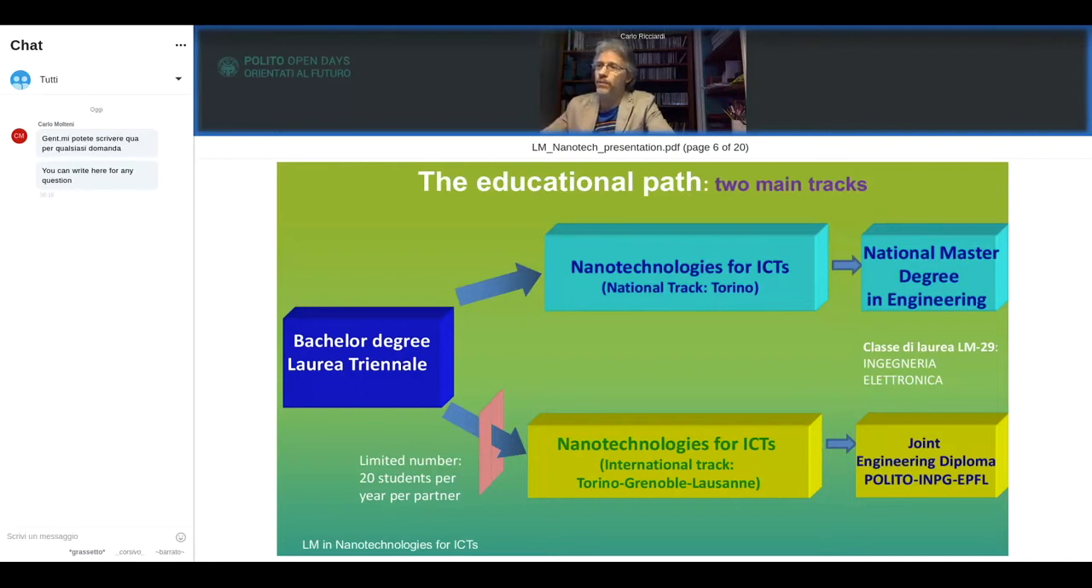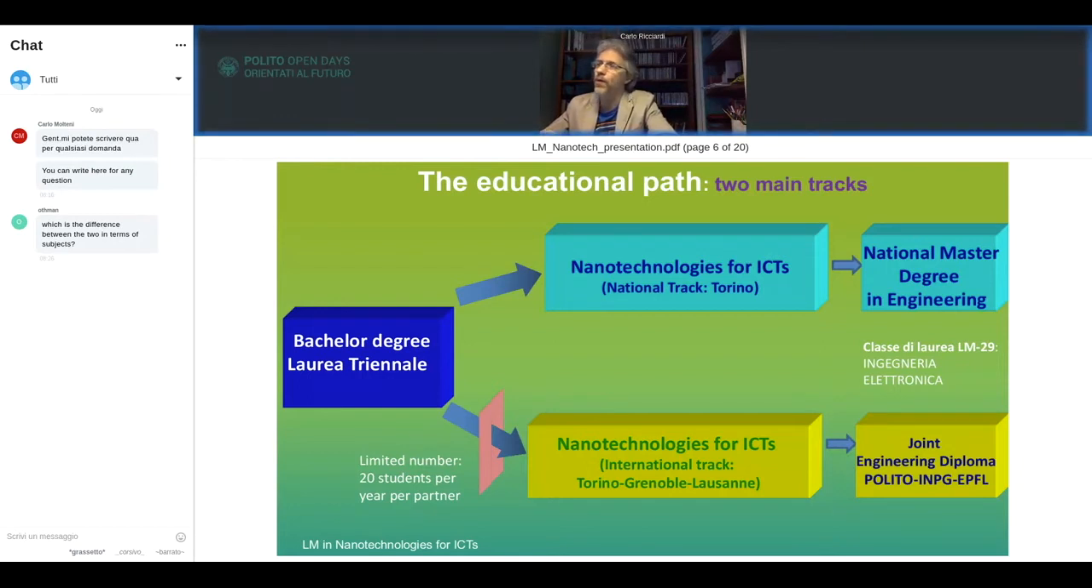But in the second case, it is a predefined track between Torino, first semester, Grenoble, second semester, and EPFL in Lausanne, the third semester. So in the first case, there is a national master degree in nanotech engineering. And in the second case, there is a joint diploma between Polito, INPG, and EPFL. The second case is limited in number. So 20 students per year per partner. So 20 enrolled in Polito, 20 enrolled in Grenoble, 20 enrolled in EPFL.